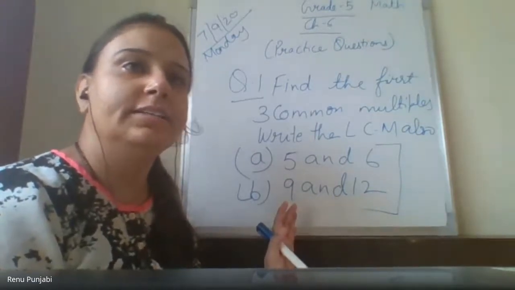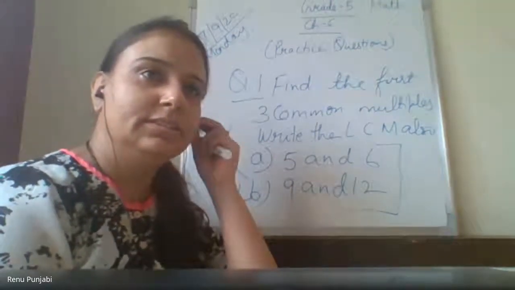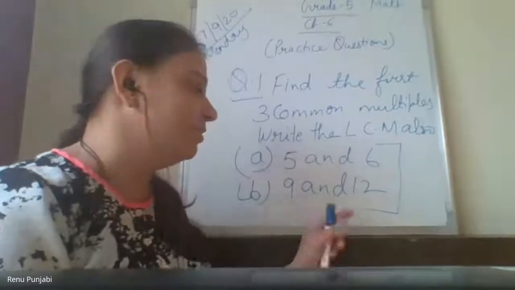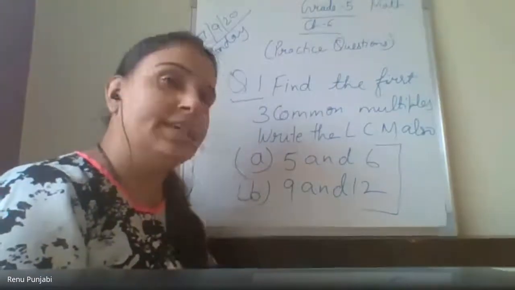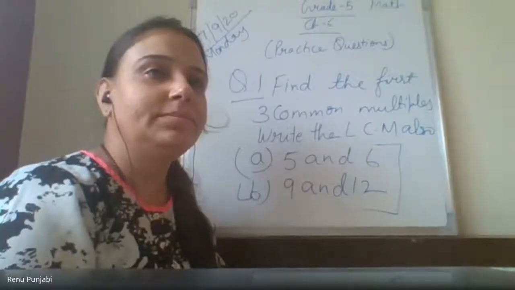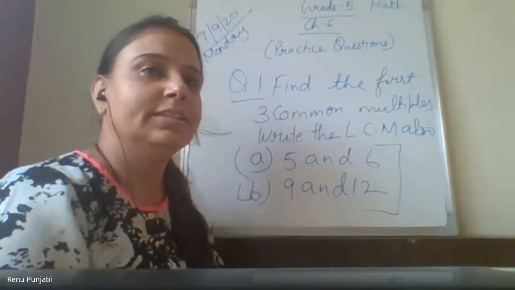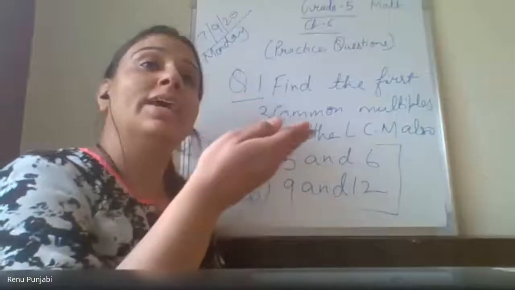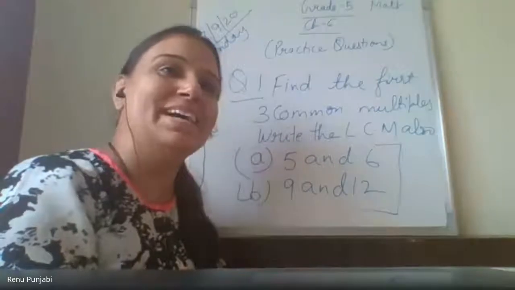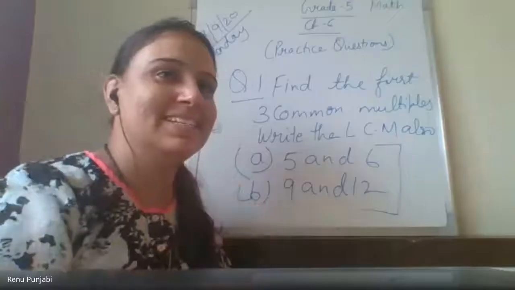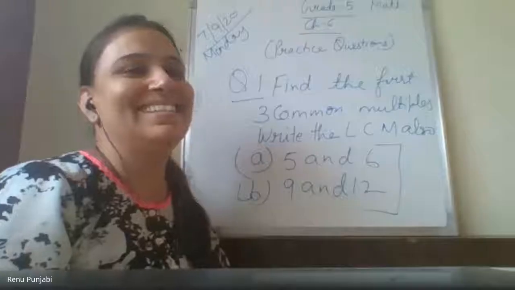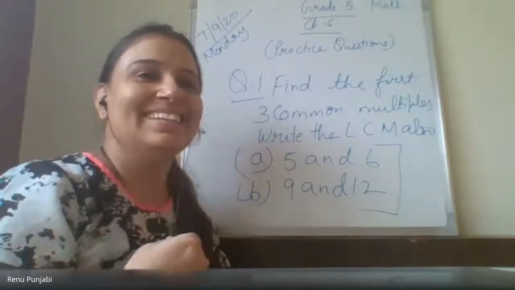Yes, Aheli, tell me. Ma'am, can I tell the answer of the second? Yes, tell me what is the answer of the second? Ma'am, common multiples are 36, 72 and 108. Very good, excellent. And what is the LCM, Aheli? Ma'am, I didn't multiply till now. My dear, the first multiple is the common multiple LCM because it's the smallest. 36. Yes, 36. Clear?